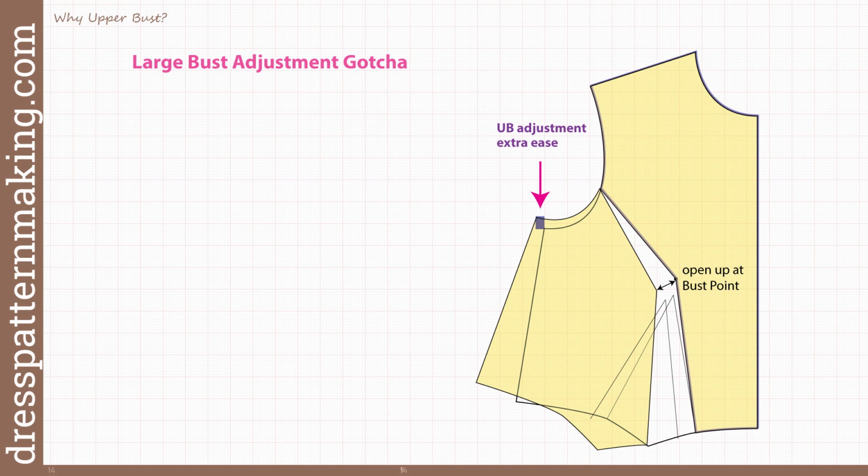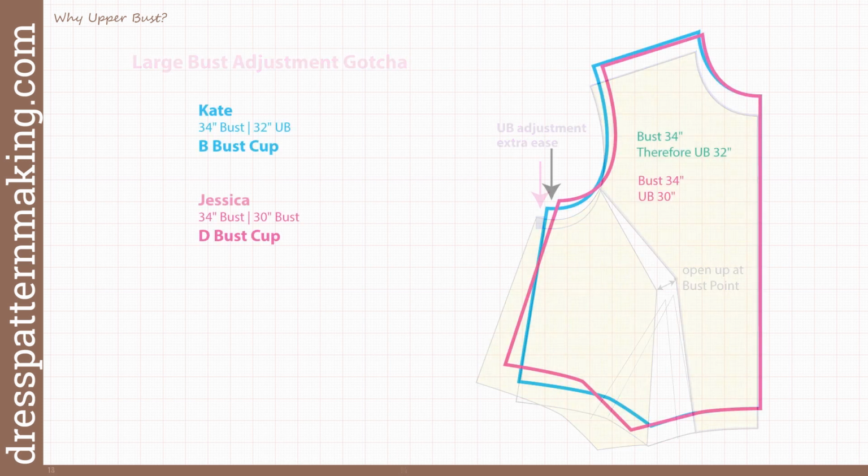In order for the LBA to work for Jessica, who has a bust measurement of 34 inches and an upper bust of 30 inches, she needs to draft her block to 32 inches and then do an LBA. But that's not clearly explained in any block making instructions I've seen. What it all boils down to is it's more sensible, easier, to base the block on the upper bust measurement and draft the bust cup into the block.